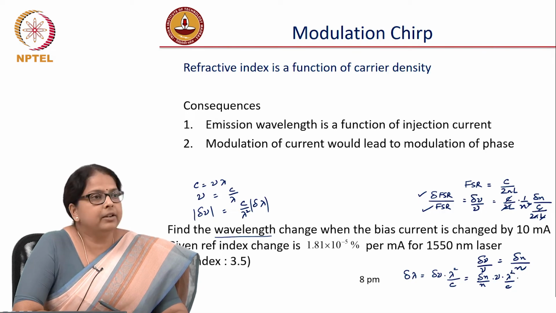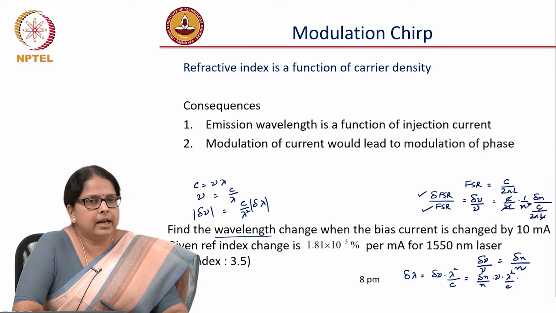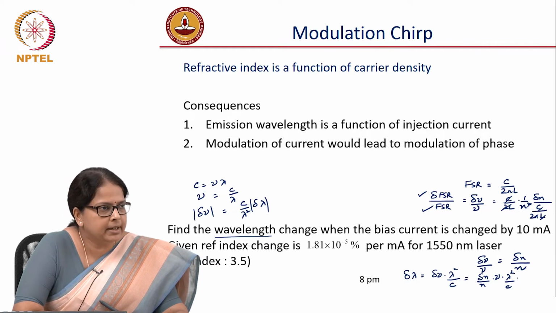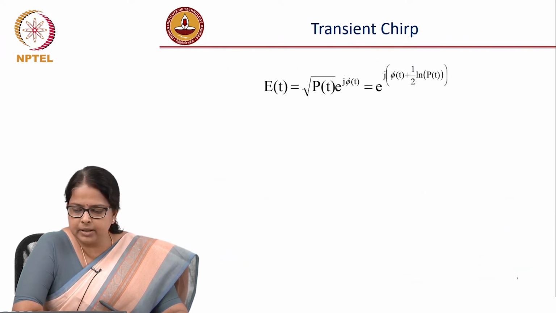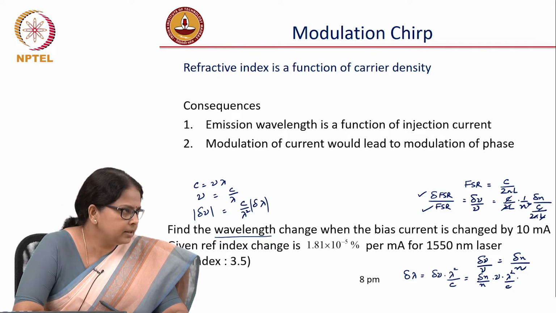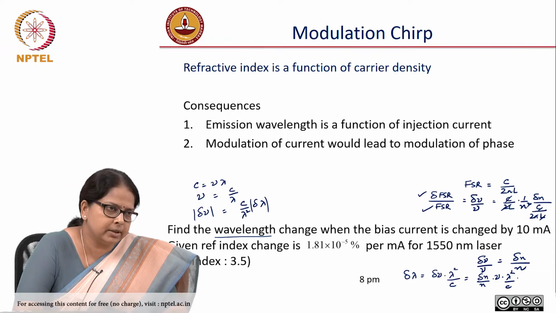We are going to just quickly review what we talked about as modulation chirp. In the last few lectures we have been saying that we have to use a laser instead of LED if we were to go for higher modulation speeds, but higher modulation speeds will give rise to what we call as a chirp. Chirp meaning the instantaneous frequency changes, and the instantaneous frequency change can have two consequences.